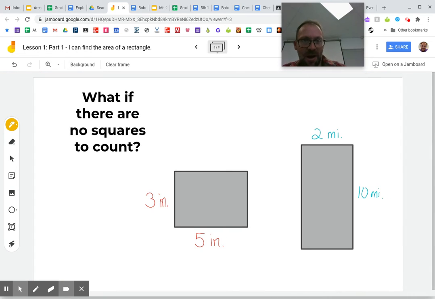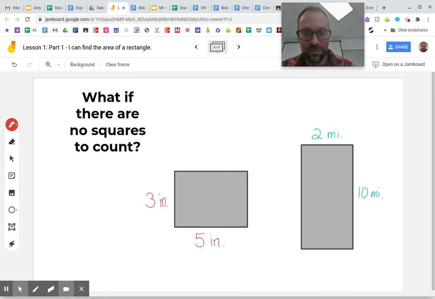So what if there are no squares to count? What if you just have rectangles? Because very rarely do we get rectangles filled with squares that are countable. What if they look like this? Well, let's take a look at this red diagrammed rectangle right here. If there are no squares in a rectangle, then oftentimes you will have measurements of two or more of the sides.